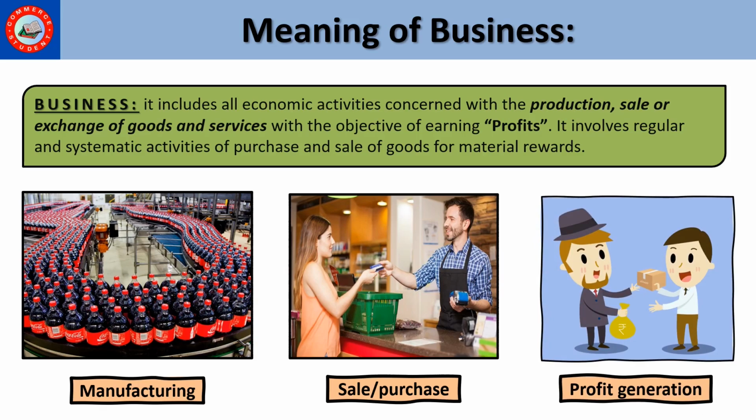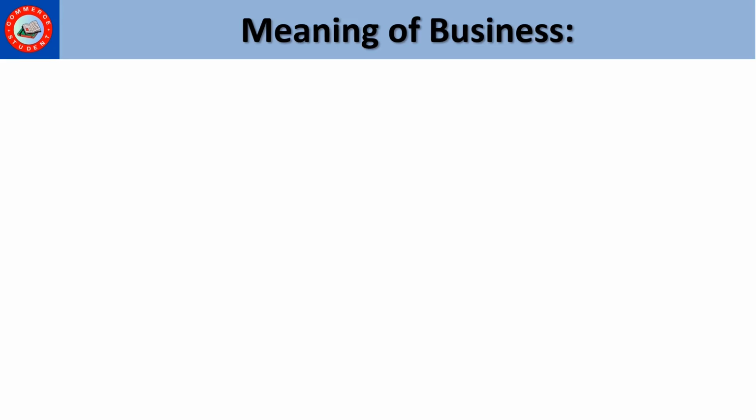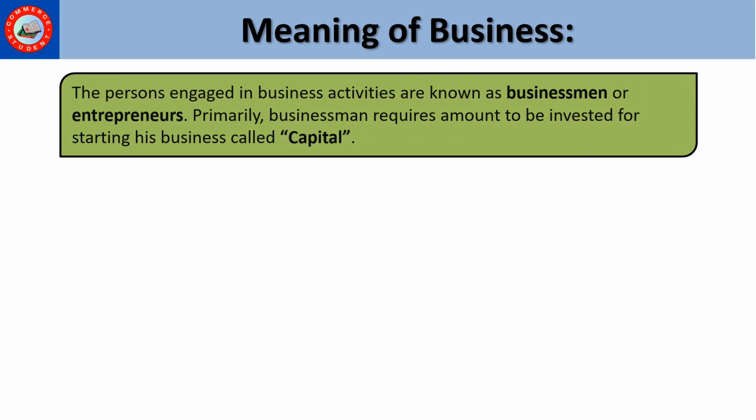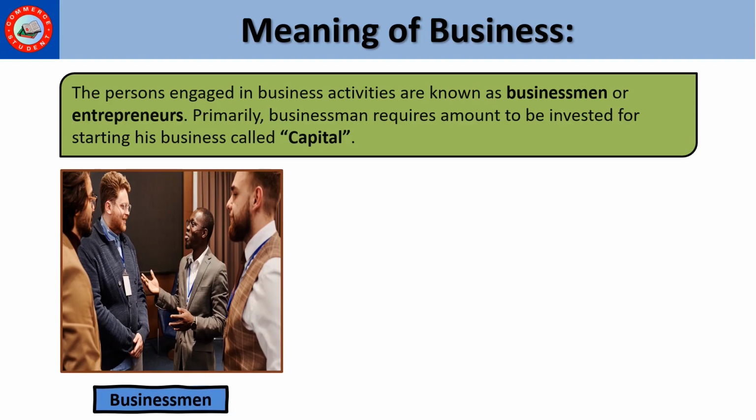Now what is a profit? The excess of sales over cost of production is profit. The persons engaged in these business activities are known as businessmen or entrepreneurs, and the amount invested to set up any business is called capital.